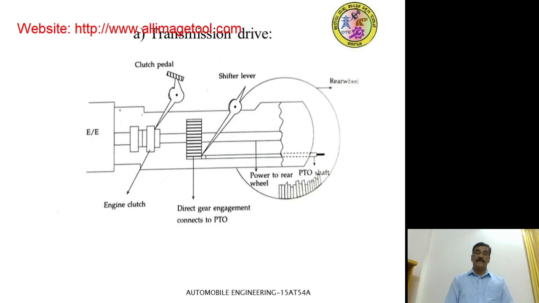First one, A, transmission drive PTO shaft. It consists of the engine clutch, clutch pedal, direct gear engagement to the PTO shaft, and the PTO shaft to drive the other machines, that is cultivator, water pump, etc.